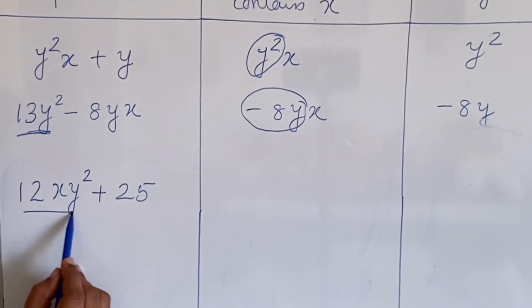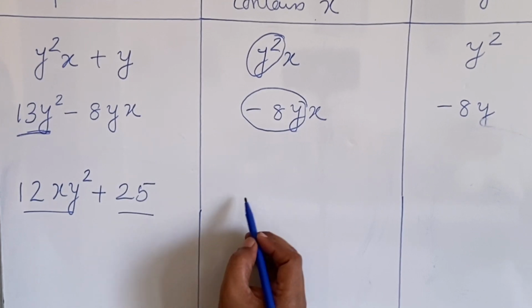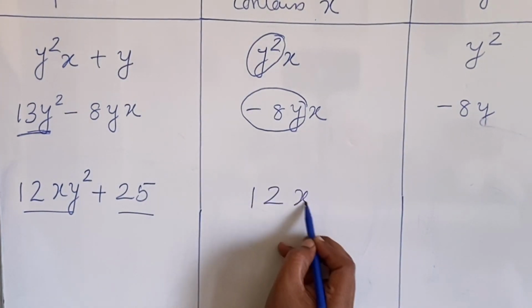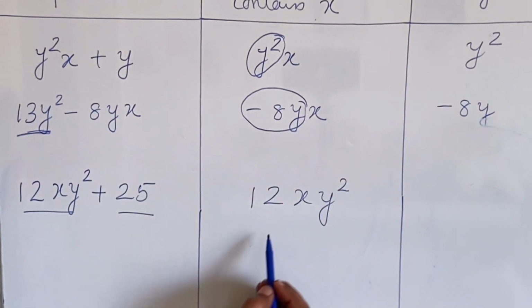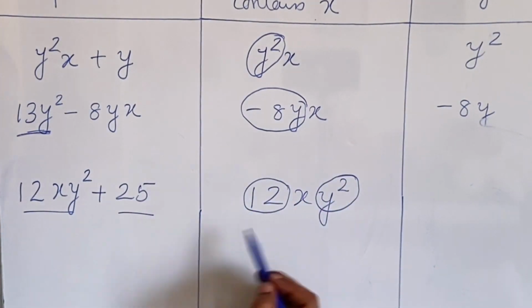Next one is 12xy squared plus 25. The first term is 12xy squared and the second term is 25, which is the constant term. So the term which contains x is 12xy squared and the coefficient of x is 12y squared.